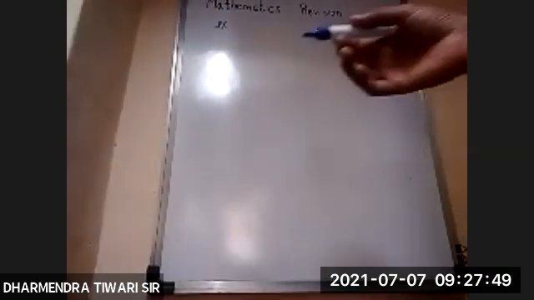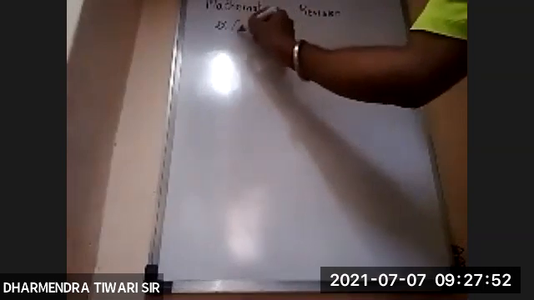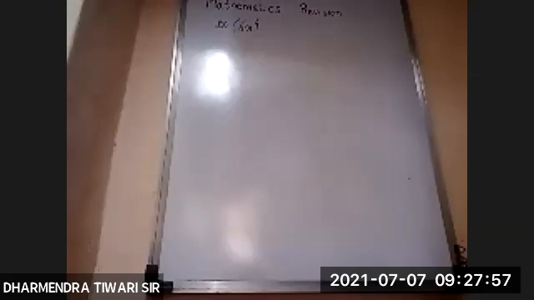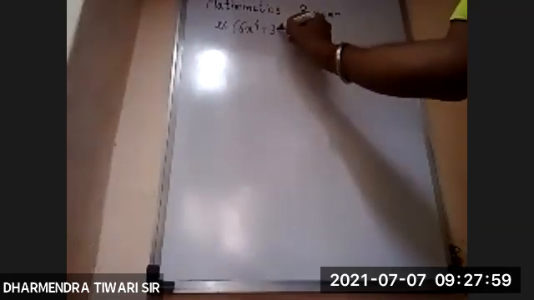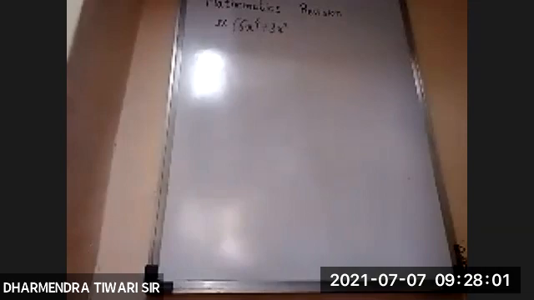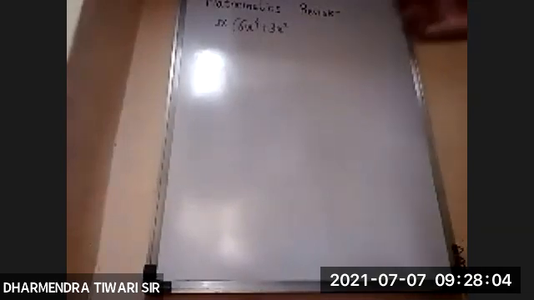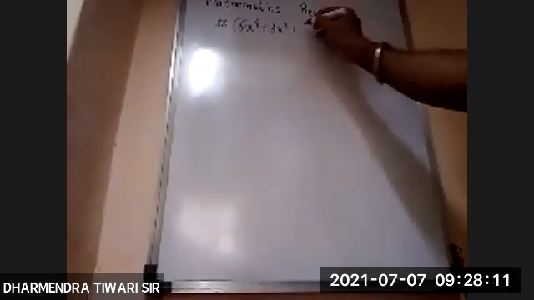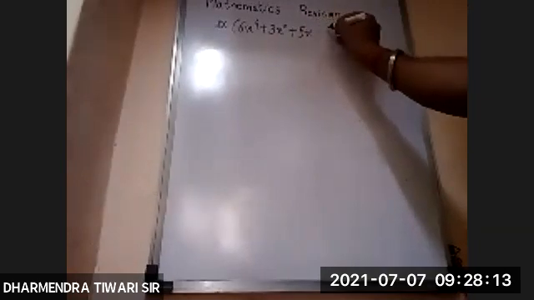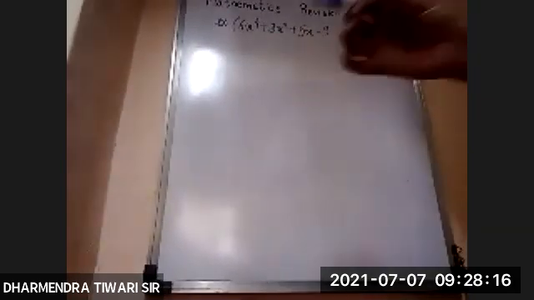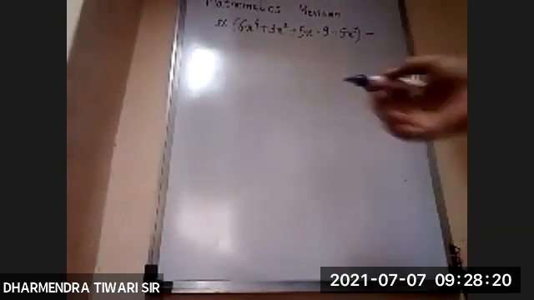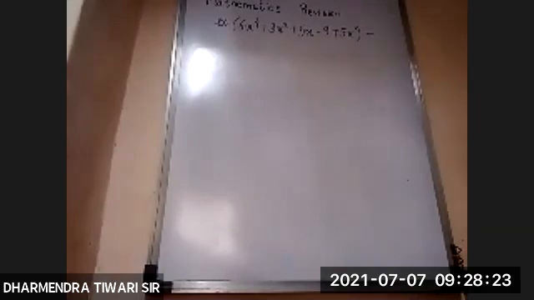Next is 6x raised to 4 plus 3x square plus 5x minus 9 plus 5x cube, divided by x square minus 1.